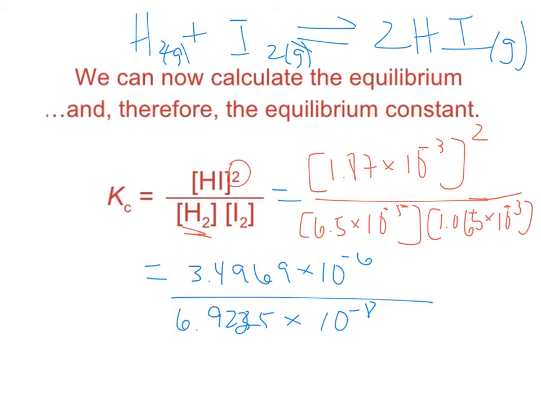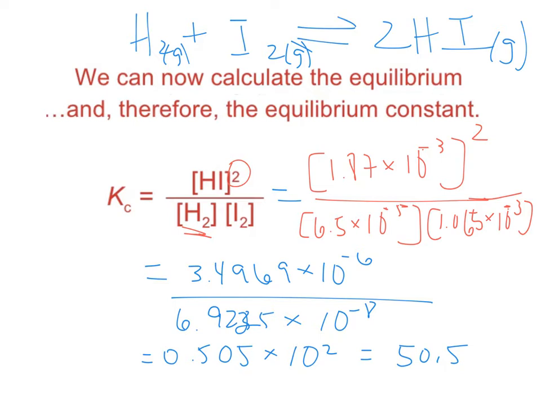So I've simplified this expression. 1.87 times 10 to the minus 3 squared is 3.4969 times 10 to the minus 6th. If you multiply 6.5 times 1.065, you get 6.9225. 10 to the minus 5th times 10 to the minus 3rd is 10 to the minus 8th. Now I can simplify this expression, and I get 0.505 times 10 squared, which is 50.5.